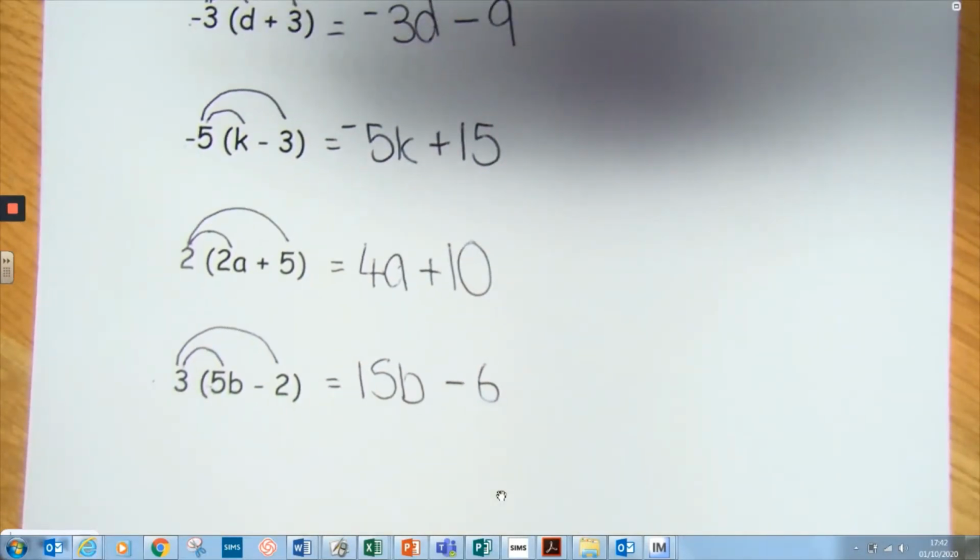Okay. If you pause the video here, the worksheet that's attached as well has section A and section B that you can now have a go at. So pause the video here and have a go at section A and section B.